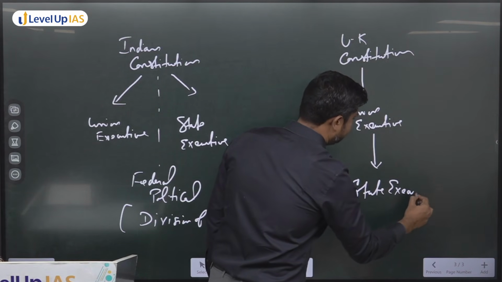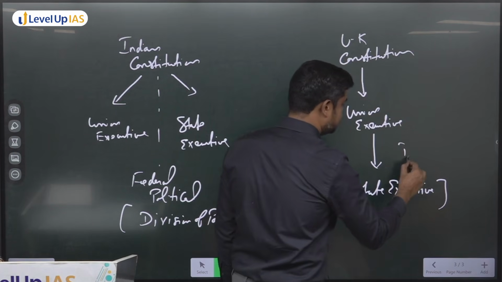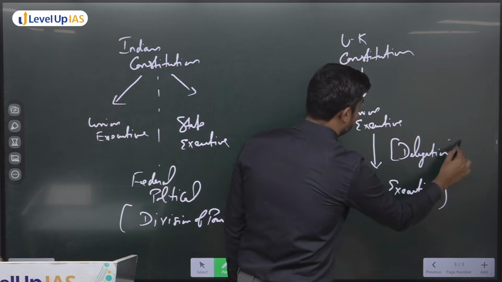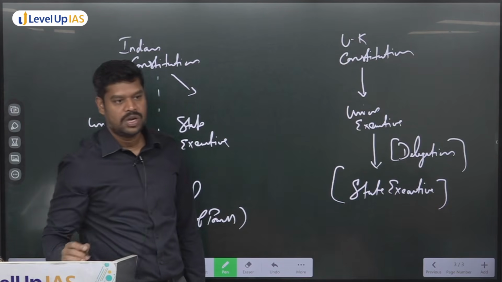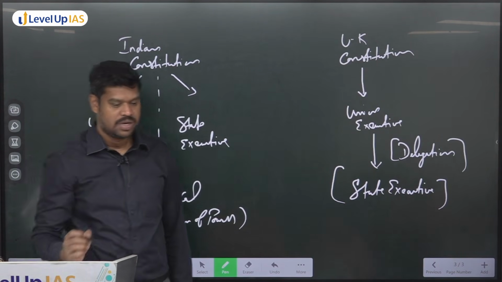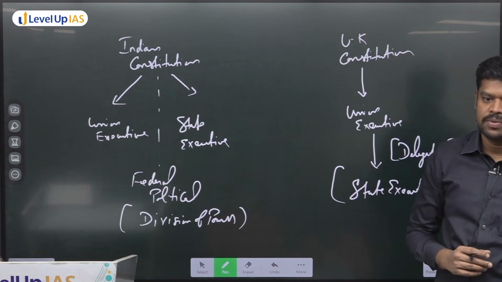From where are they deriving the powers? From the union executive by way of what is called delegation. The constitution is concentrating all the powers only upon whom? Only upon the union executive. It is from the union executive they get the powers. That means which would be a better system? Is it a federal or a unitary political system?